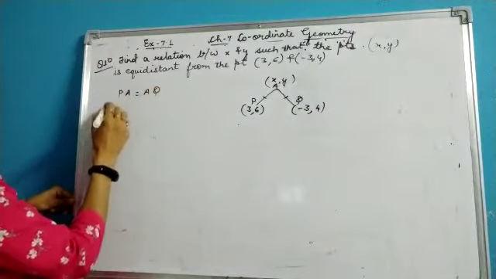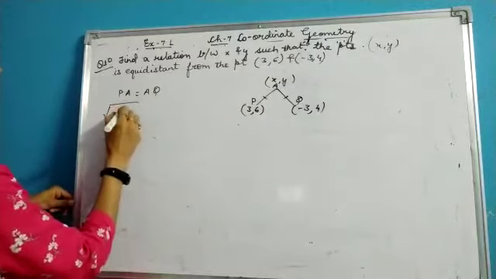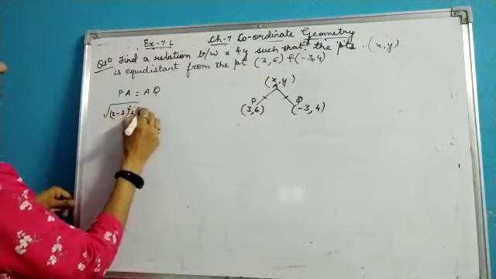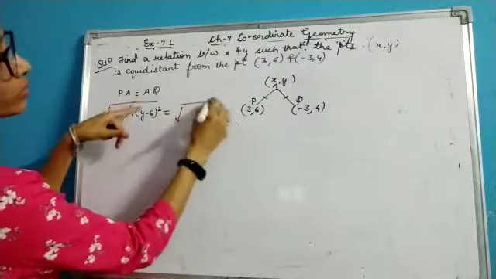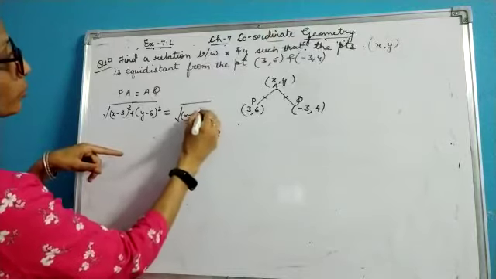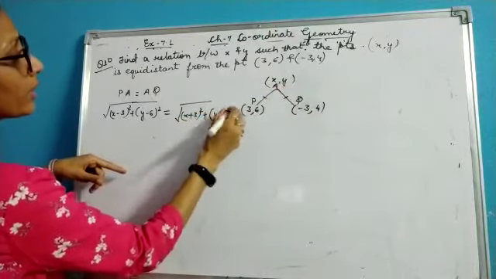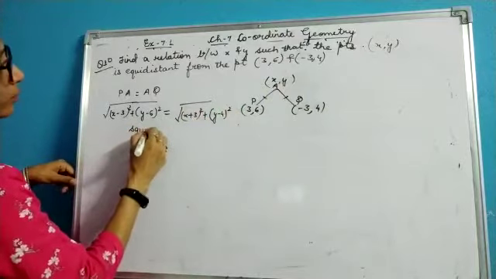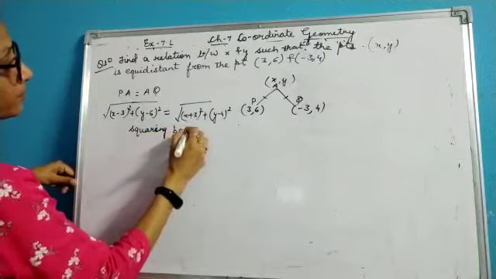So I will be writing my distance formula. Here it will be x1 minus x2, so (x minus 3) whole squared plus (y minus 6) whole squared equal to AQ, which is (x minus minus 3, which will make it plus 3) whole squared plus (y minus 4) whole squared. I can square both the sides.